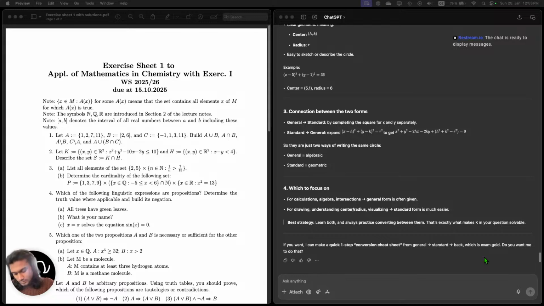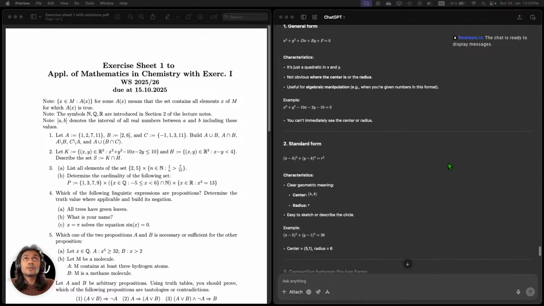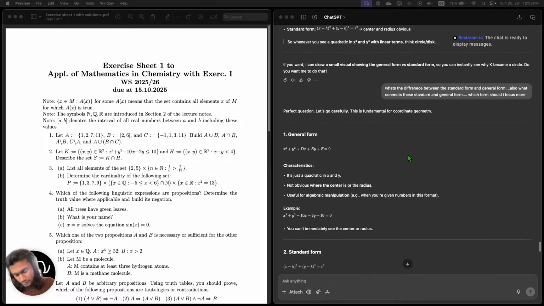General equation for a circle equals what? x squared plus y squared plus dx plus ey plus f equals 0.